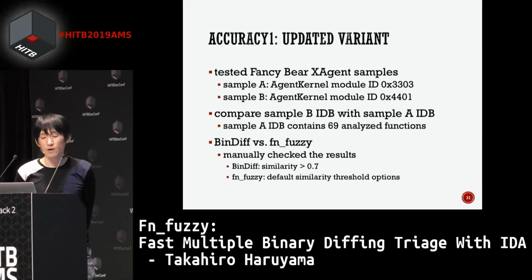Overall, BinDiff is better than FNFuzzy. Total detected similar functions: BinDiff is 42, FNFuzzy is 35. False positives: BinDiff is 1, FNFuzzy is 2. And false negatives: BinDiff is 7, and all 7 functions could be detected by FNFuzzy, and vice versa. FNFuzzy false negatives is 15. So I analyzed the causes of the false negatives.